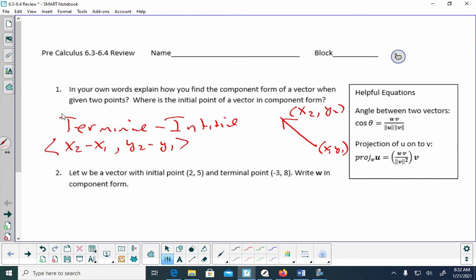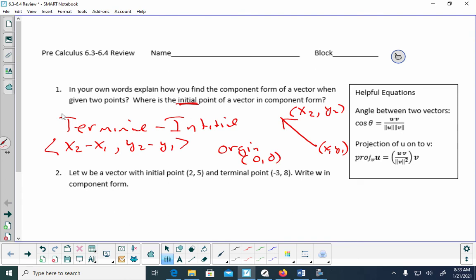And when you do that, what happens is you pick up that vector and you put the initial point, the initial point now becomes at the origin, or the initial point is now at 0, 0. And that's why we do it, is to put the vector at the origin.